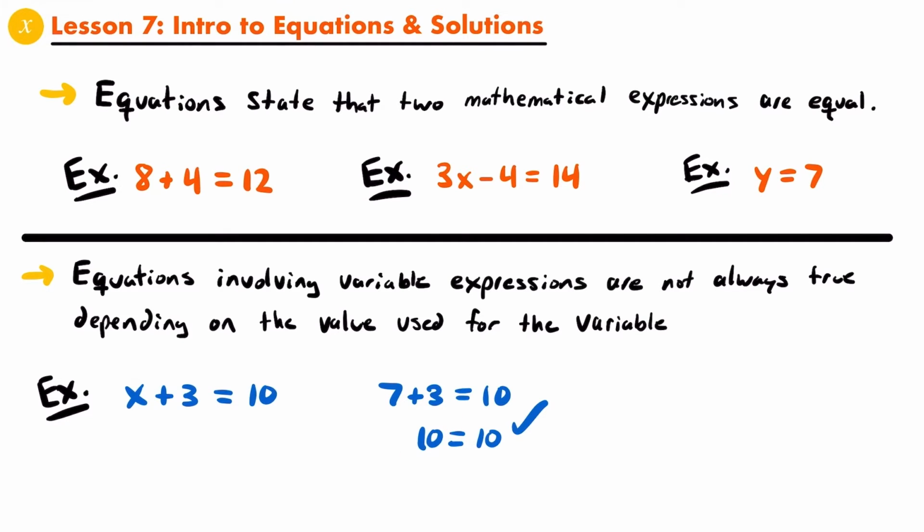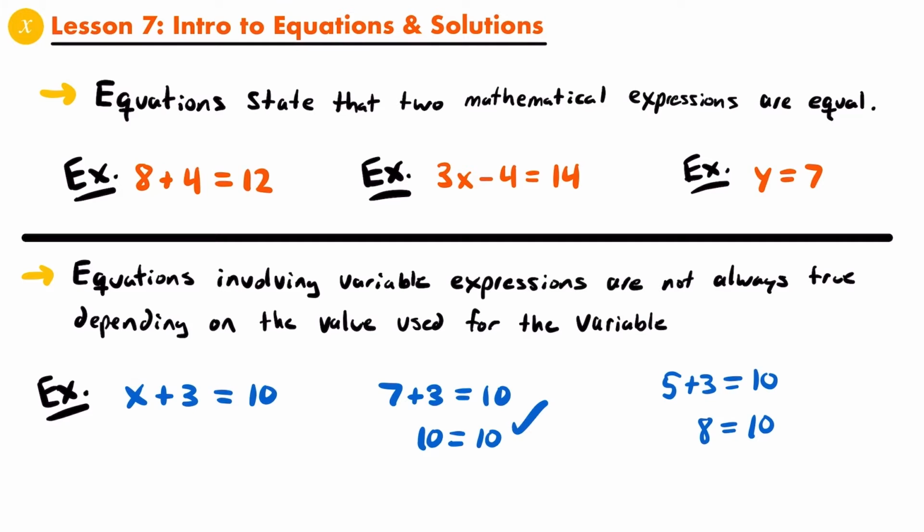But if we were to say that x is equal to some other number, let's say that x is equal to 5, we would have 5 plus 3 equals 10, right? We replaced x with 5. If x is equal to 5, look what happens to the equation. 5 plus 3 is 8, so you have 8 equals 10, but that's not true, right?